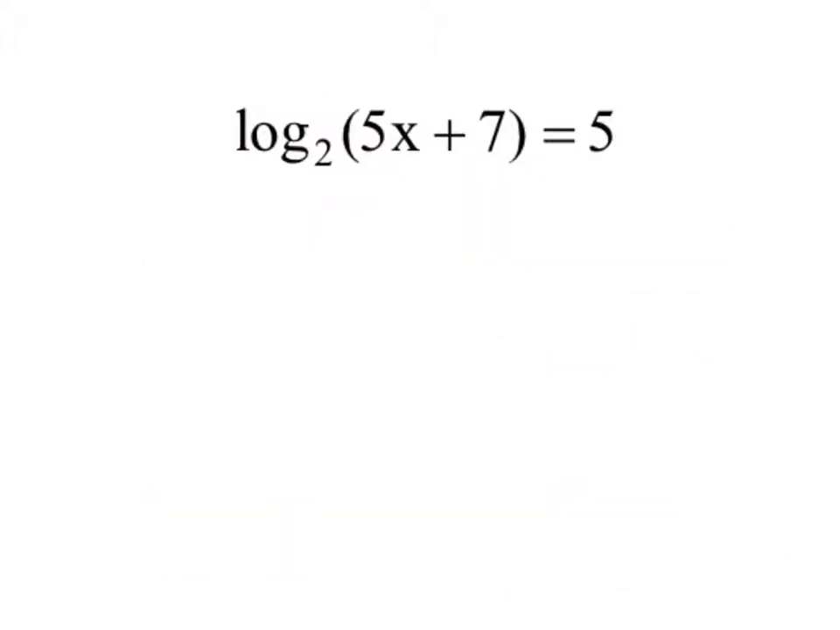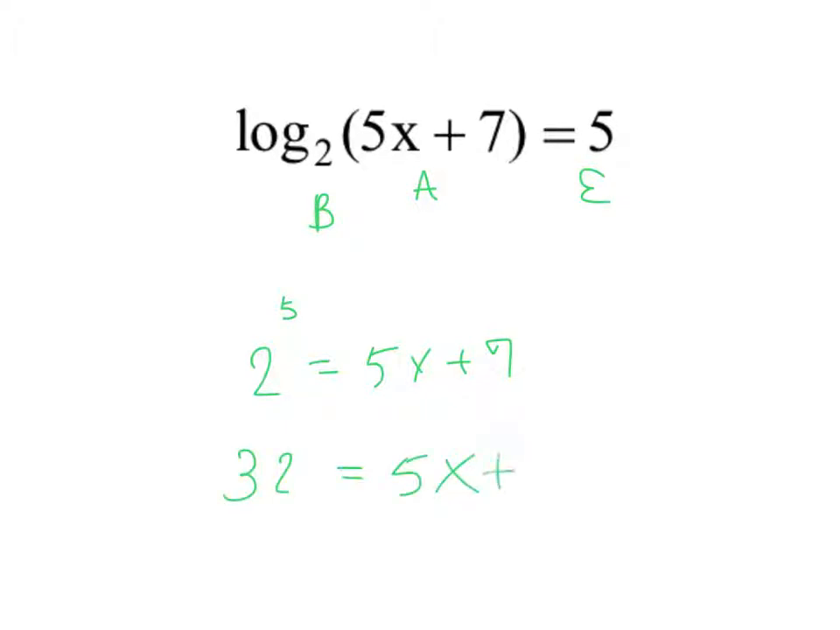So here's our first example. It is a single log equation, so what we're going to do is write it into exponential form. This is my base, this is my exponent, and this is my answer. So it'll be 2 to the 5th equals 5x plus 7. 2 to the 5th is 32 equals 5x plus 7.